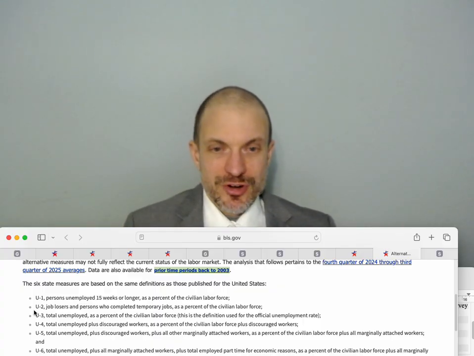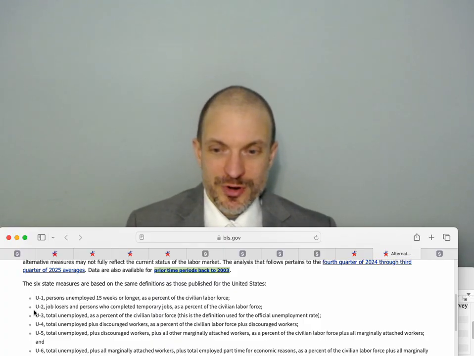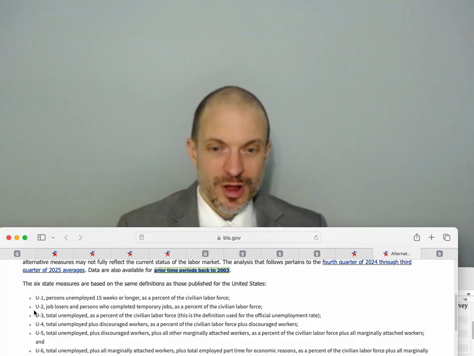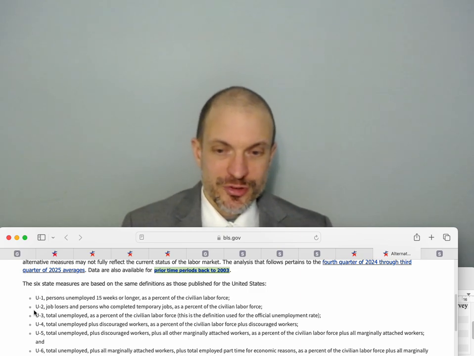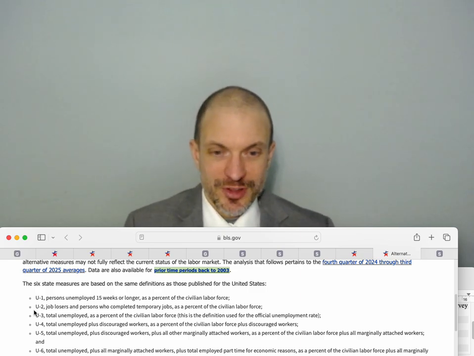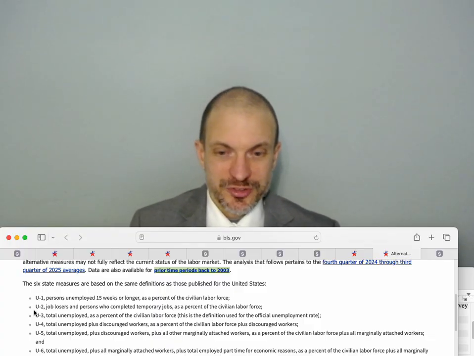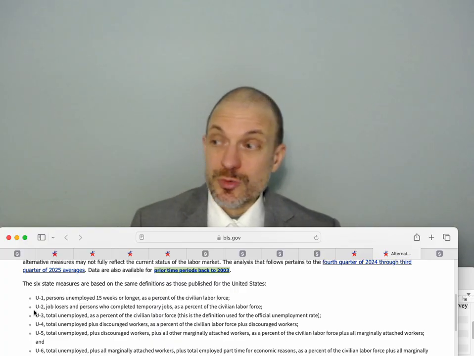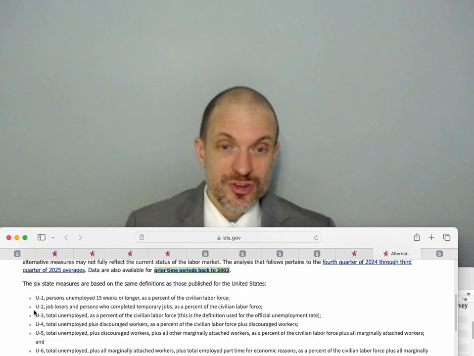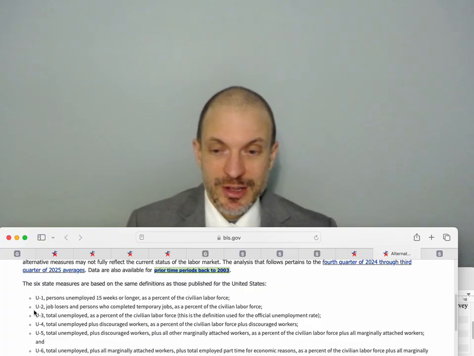Now the other measures of unemployment. The U1 measure is just persons unemployed 15 weeks or longer as a percent of civilian labor force. U2 is job losers and persons who have completed temporary jobs as a percentage of civilian labor force. U4 is total unemployed plus discouraged workers as a percent of the civilian labor force plus discouraged workers. Discouraged workers are those who had been looking for a job but then quit, like they stopped looking because they haven't been finding one.